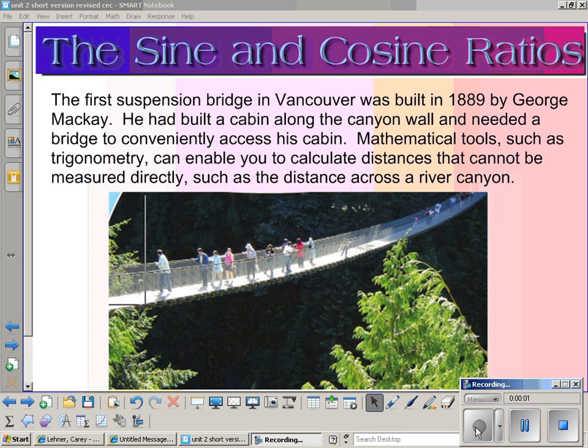In this lesson, we are going to look at the sine and cosine ratios. So in the last lesson, we looked at the tangent ratio. Now we're going to look at sine and cosine.